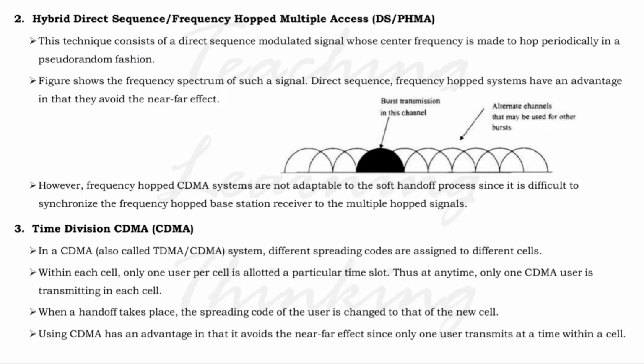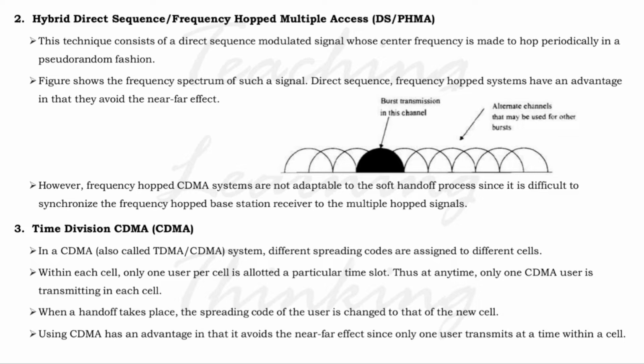Next is the hybrid direct sequence or frequency hopped multiple access, that means DS/FHMA. Here the signal consists of a direct sequence modulated signal whose center frequency is made to hop periodically in a pseudo random fashion. The figure shows the frequency spectrum of such a signal. Direct sequence frequency hopped systems have the advantage that they avoid the near far effect.